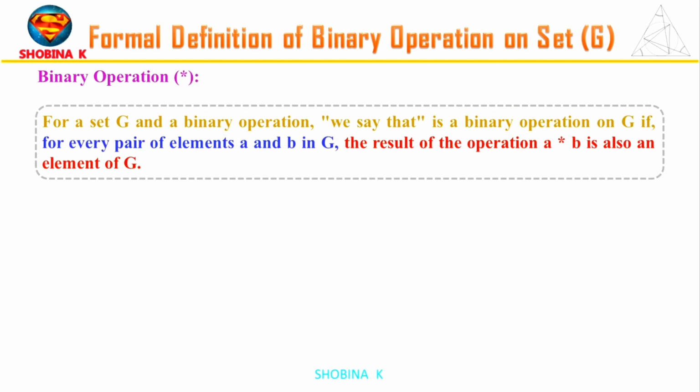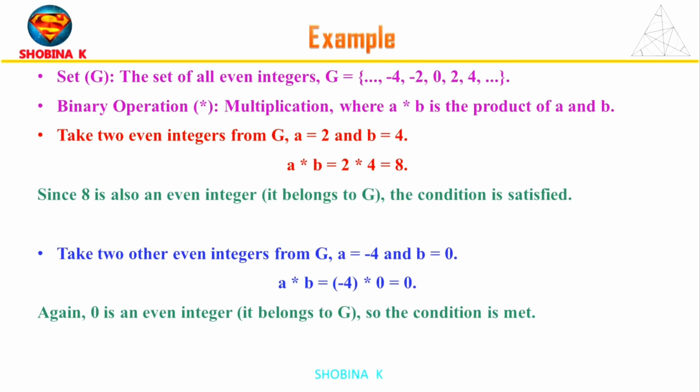For a set G and binary operation asterisk, we say that asterisk is a binary operation on G if for every pair of elements A and B in G, the result of the operation A star B is also an element of G. It states that for asterisk to be considered a binary operation on G, it must satisfy the following condition. That is, for every pair of elements A and B in the set G, the result of the operation A asterisk B must also be an element of set G. And this condition ensures that the operation combines the elements from set G and produces a result that remains within the same set G. Now let's see an example of binary operation on a set.